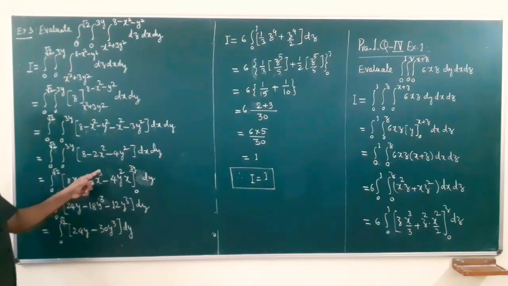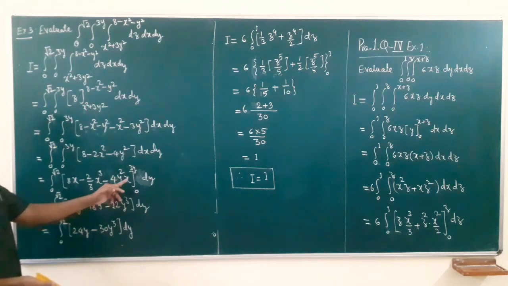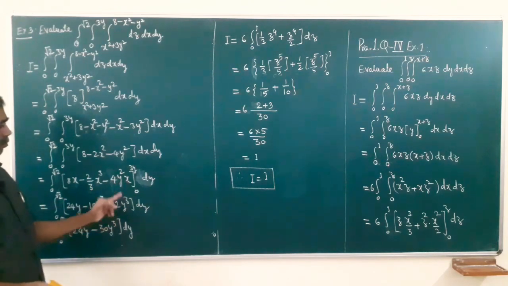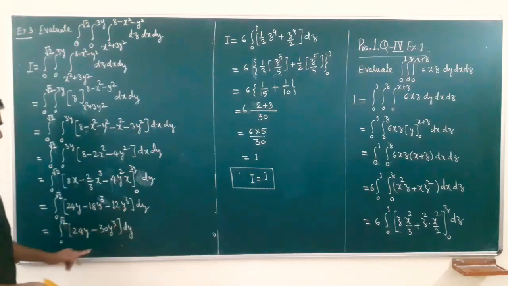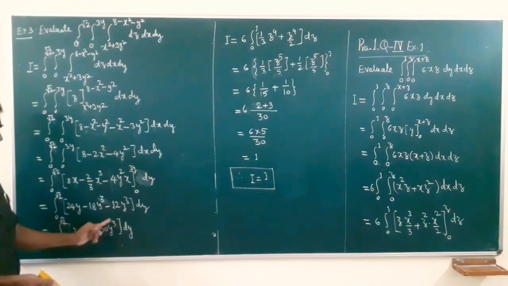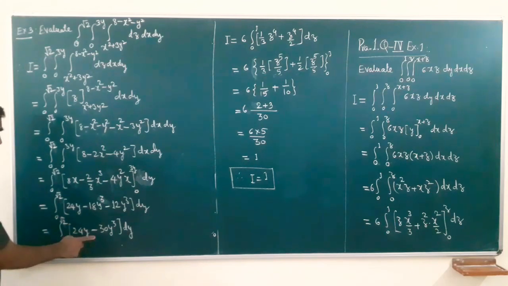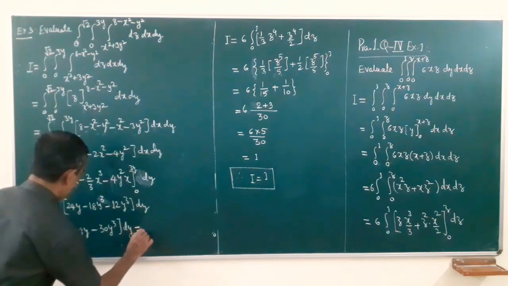3y, x cube is 27 y cube, but here is 3, so one 3 will get cancelled, so 9 into 2 minus 18 y cube, and this is 3y, so 4 3s are 12 y cube. Okay, so now this 18y cube minus 12y cube will be 30y cube, and yes, 24y minus 30y cube dy. So just you take now the integral.